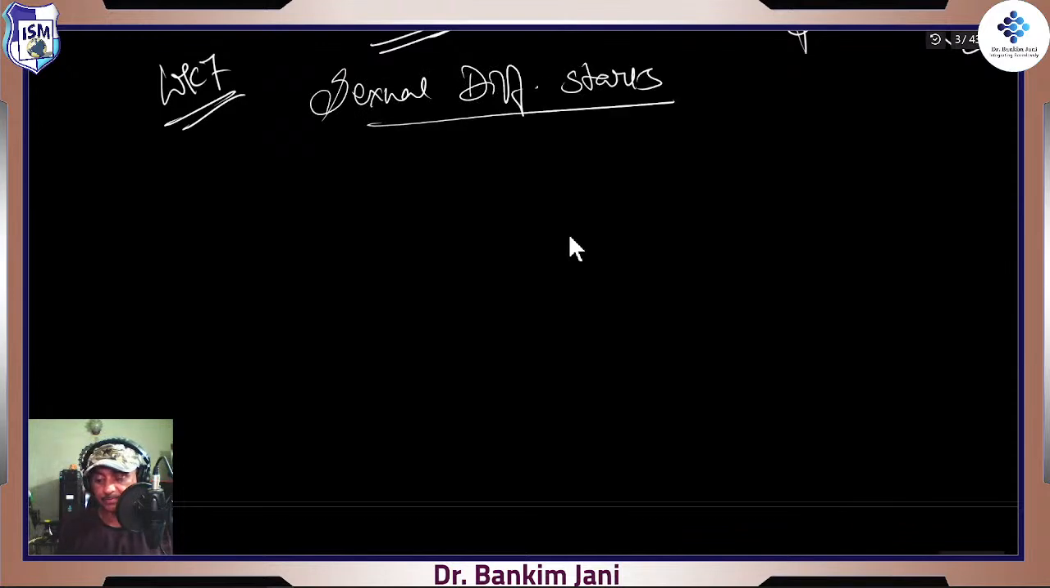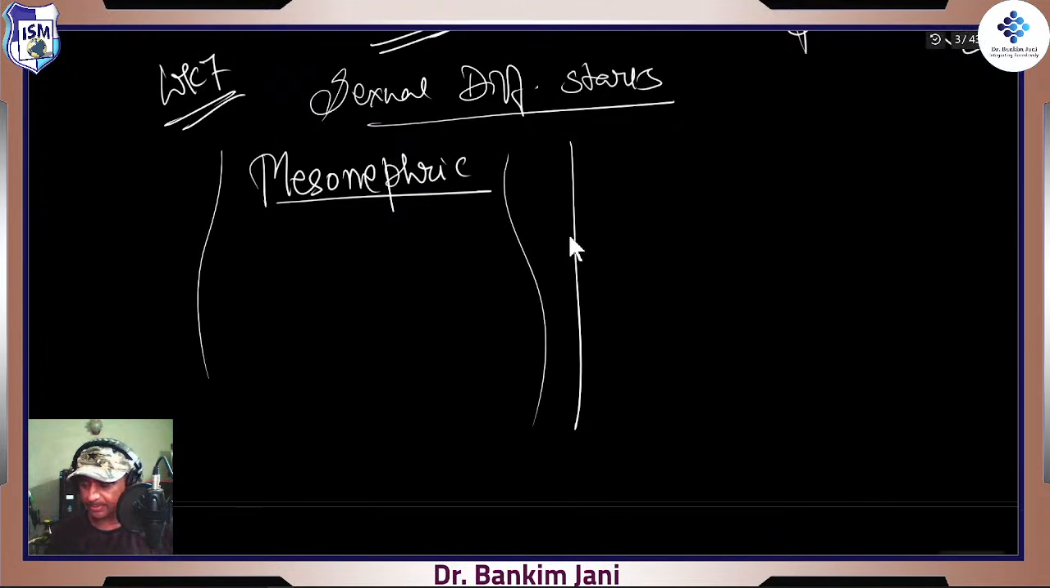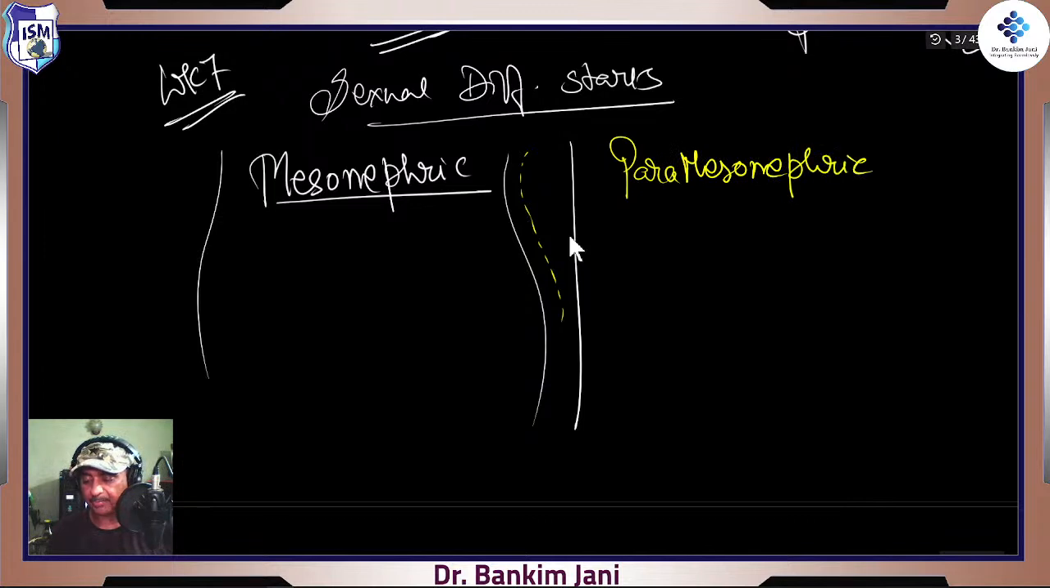Now, how does it start? We need to remember two structures. One, we talked about mesonephric. We'll see how exactly this mesonephric duct forms. But just next to this mesonephric duct, there is one more duct. That is called paramesonephric. Simple. And this paramesonephric duct, para, is also called the Mullerian duct.